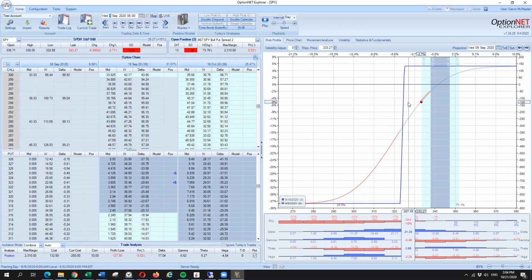So a couple of little strategies. Yes, the right thing to do would have been to take profits. But if you didn't, you could have at least adjusted to minimize your risk, and you would have been able to weather that storm a little bit better.